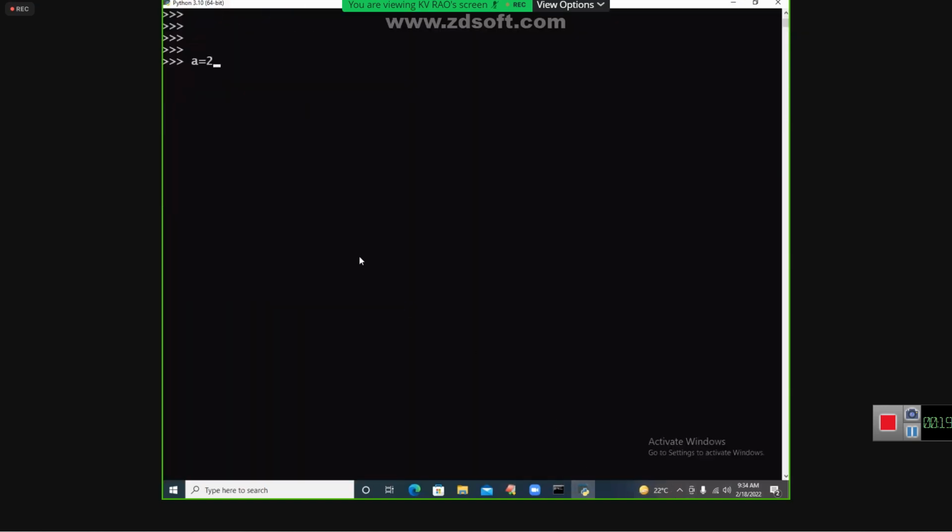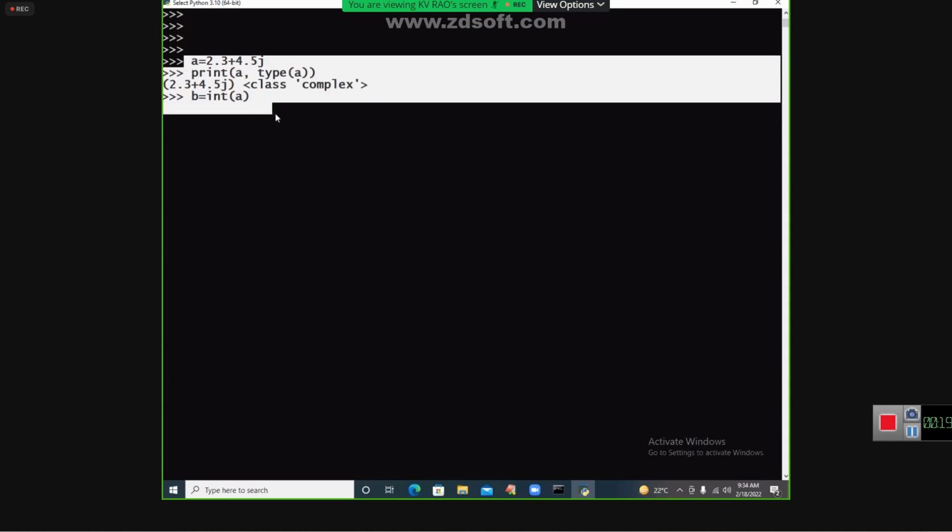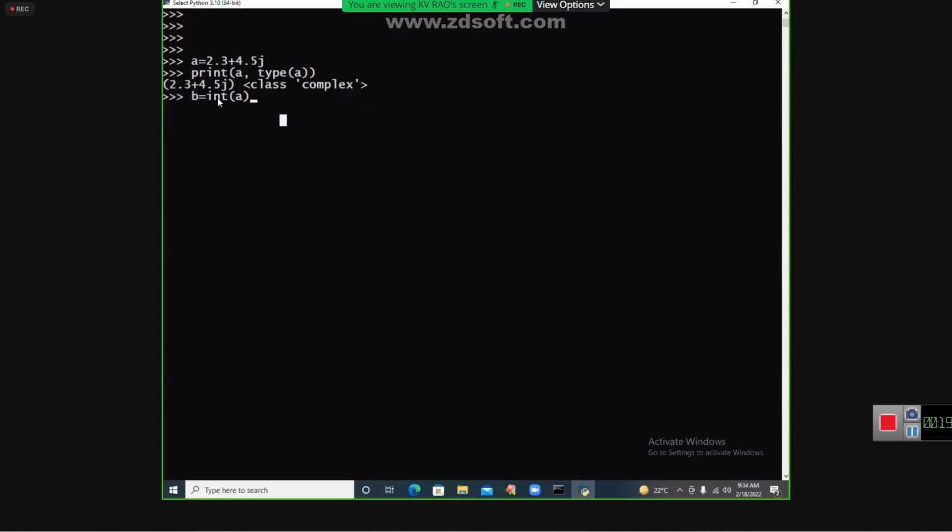A is equal to 2.3 plus 4.5J. Print the type of A: complex. Beautiful. Now, if I say B is equal to int of A, generally everybody will immediately say the answer is 2. That is a blunder. Or otherwise they will say 4 is the answer. That is a blunder, because this is a very frequently asked question from the written test and interview point of view. So it is an error.